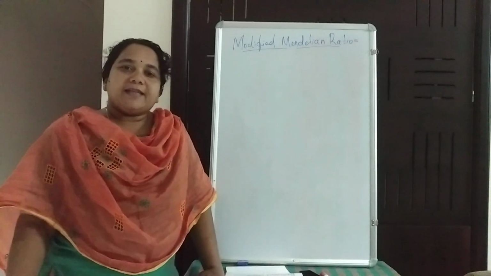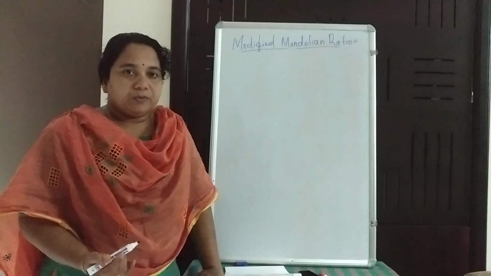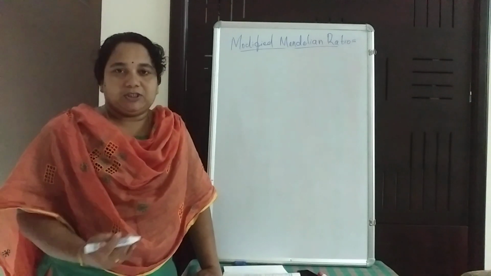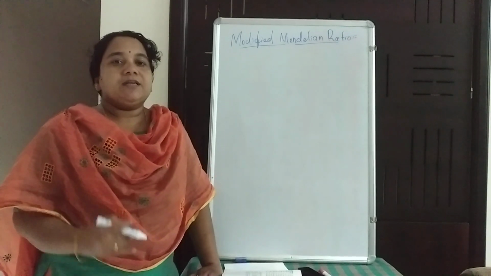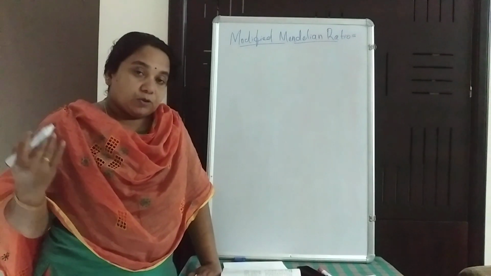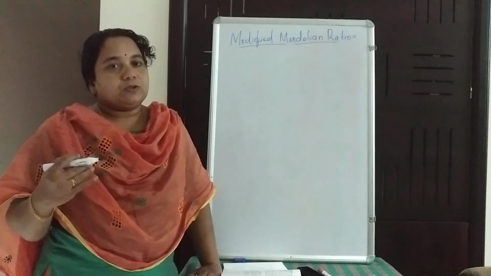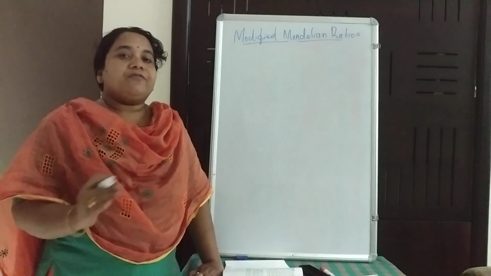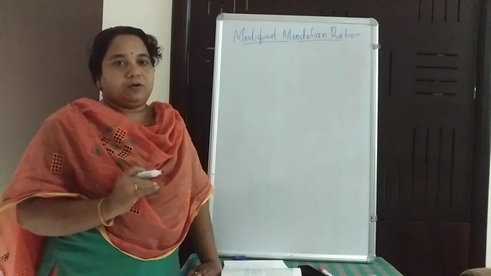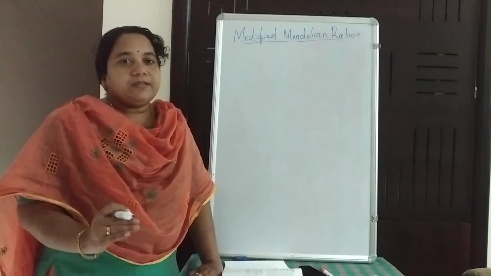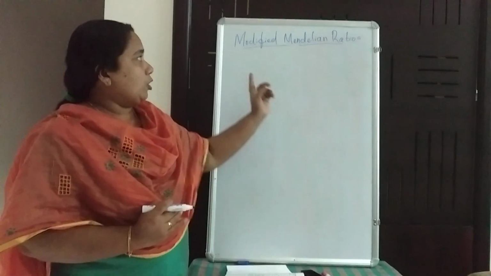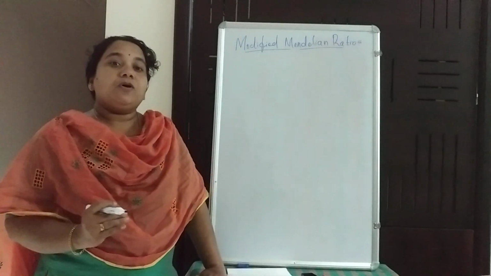9:3:3:1. After that we went through what is back cross and also test cross. We also went through the ratio of test cross, test cross of monohybrid and test cross of dihybrid. That is all related to Mendel's work on pea plant, that is Pisum sativum. Now, another topic: modified Mendelian ratio.